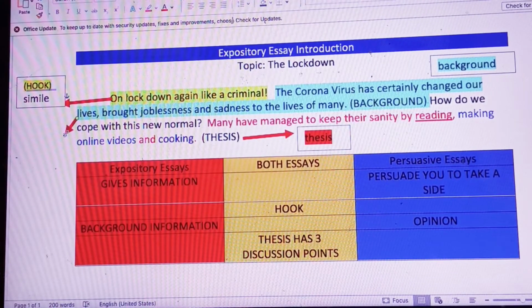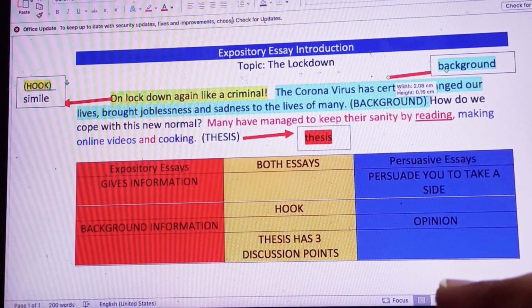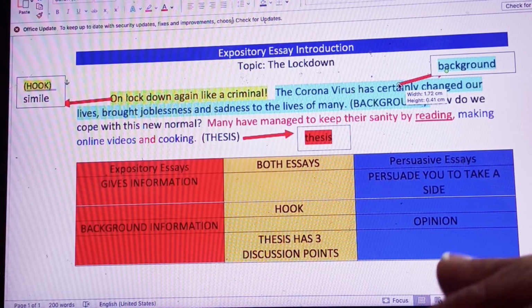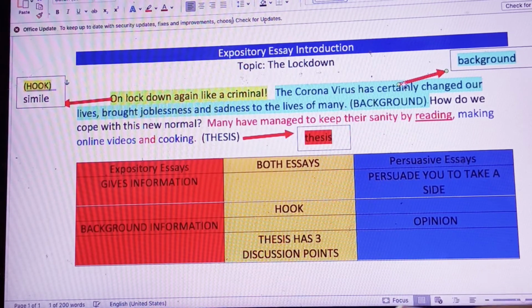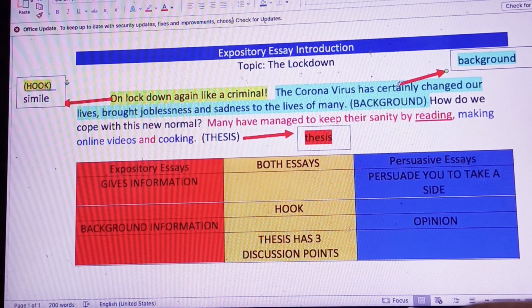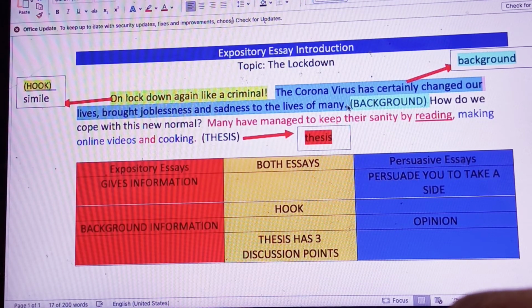So this is where we come up with anything that we may have experienced or overheard in reference to the topic at hand. Most of us experienced joblessness, some of our parents. Also, some of us were saddened because we had relatives who may have passed away. And we also experienced major change. So that is included in the background sentence, which is sentence number 2 in the expository introduction.